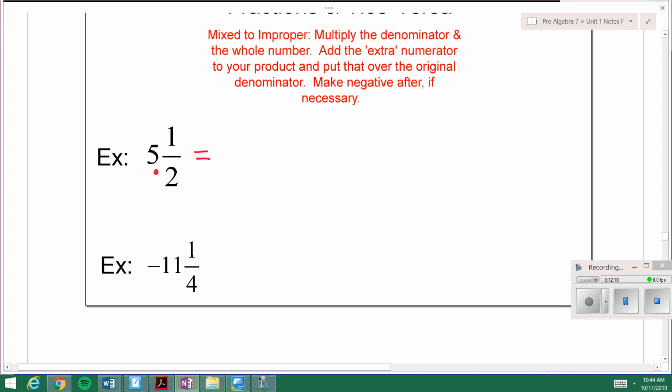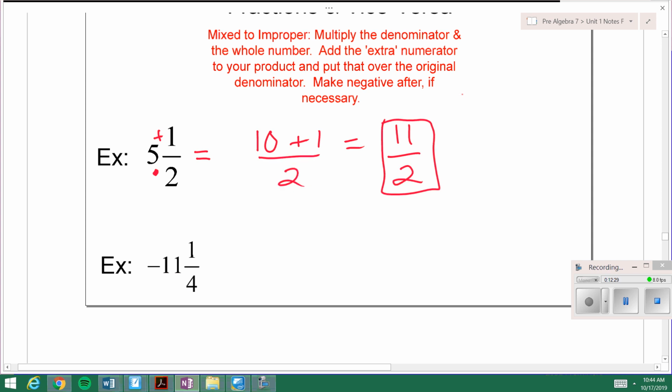So 5 times 2 is 10. We're going to add the extra 1, and 10 plus 1 is 11. And then I'm going to put that over the original denominator. So this should have come out to 11/2 as an improper fraction.